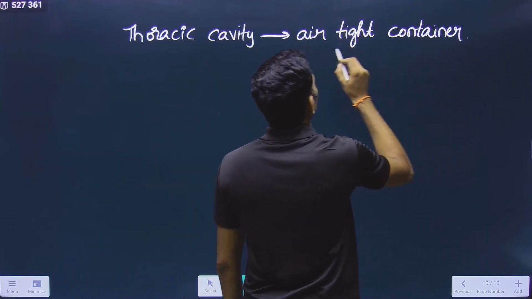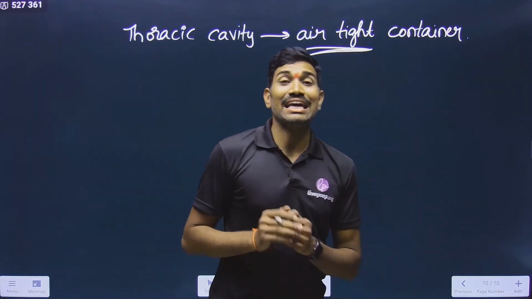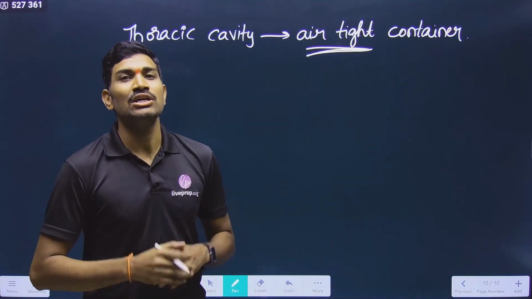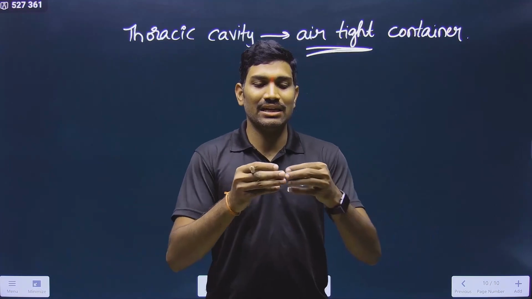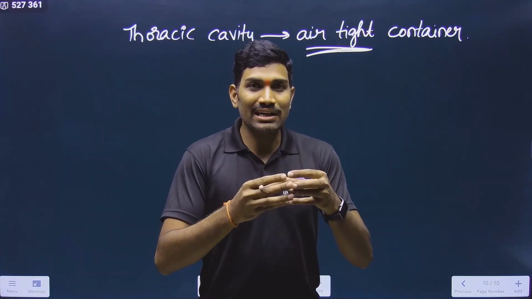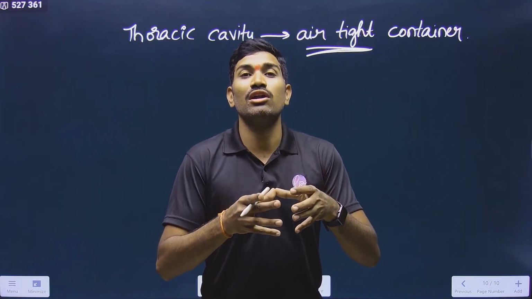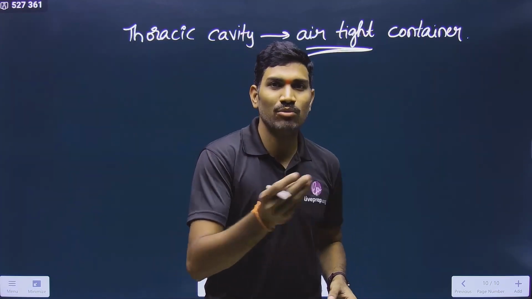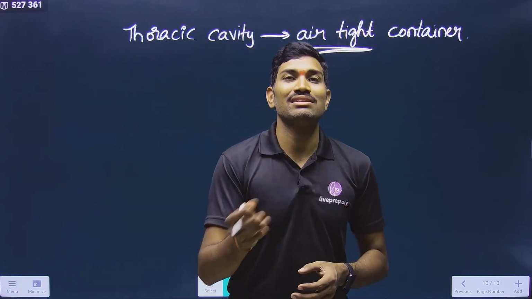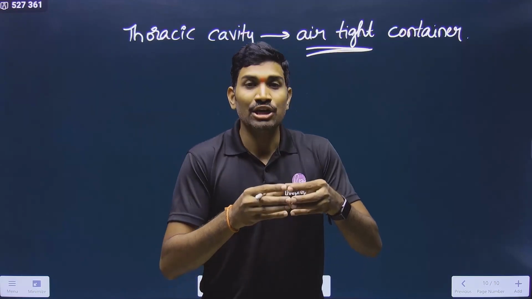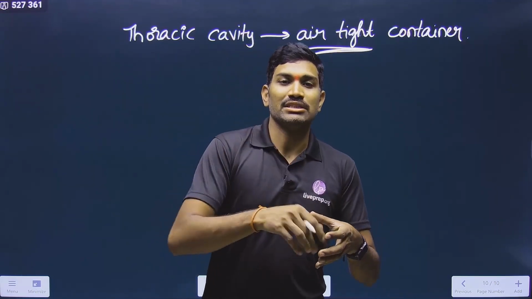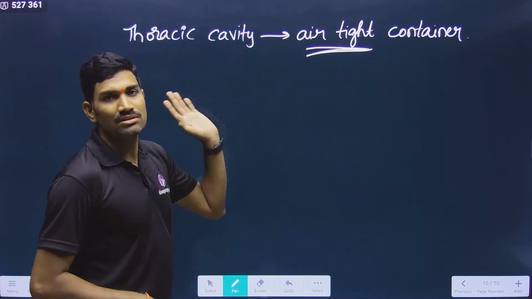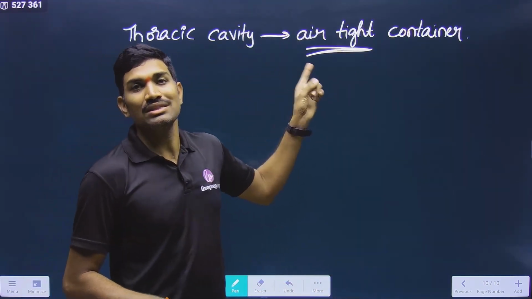Why are we focusing on this word airtight? What is the significance of an airtight container? Now let us see. For an airtight container, if you increase the volume, the pressure inside will be reduced. Just now we studied Boyle's law, right? Pressure and volume are inversely related. For an airtight container, if volume increases, pressure decreases. If volume decreases, pressure increases. This is the significance of the airtight container.